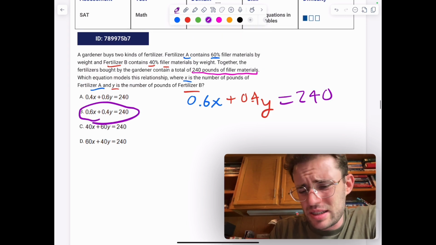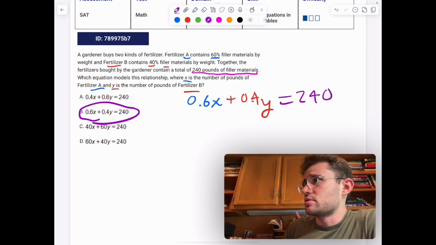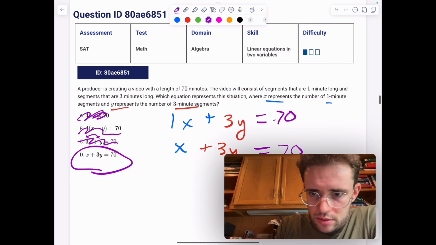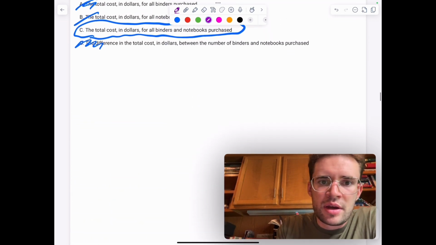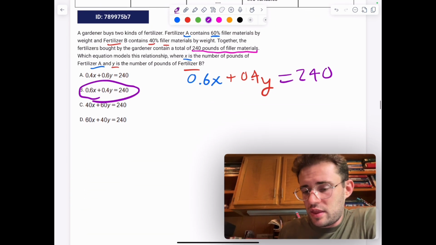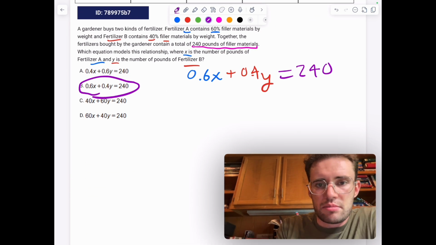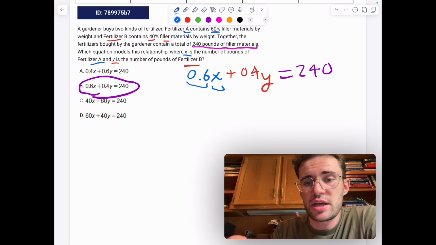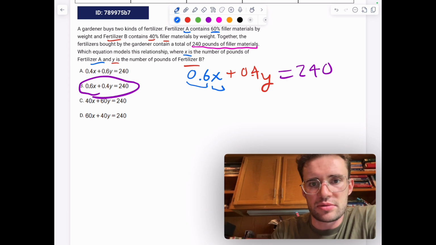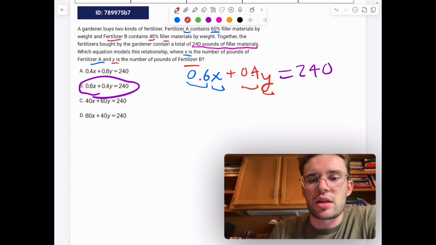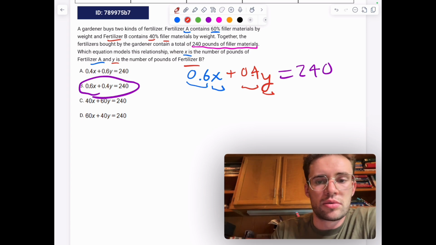Really, a lot of these are very similar. They're just giving different scenarios. This one had to do with fertilizers. We've had ones that were video segments being added together. So they're doing all kinds of problems. You don't have to have any understanding of that thing. Just make sure you can set it up. It seems like most of these are going to be price or percentage or whatever times the amount of those things. In this case, it was a little bit different because it was a percentage times the weight. Just make sure you match up x and y correctly, and that you're adding them together to make the total.